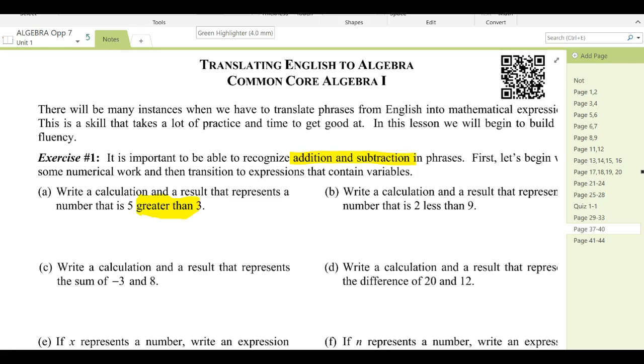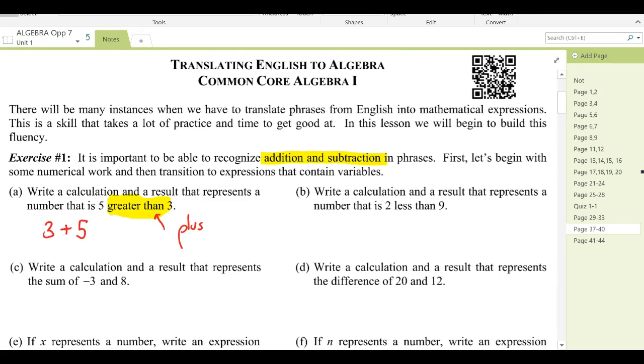How would I do 5 greater than 3? A number is 5 greater than 3. Take a number, 3. How do I do 5 greater than that? Add 5. So when you see the word greater than, it means plus. Great can mean really good or it can mean big, right? So it's like saying bigger than.